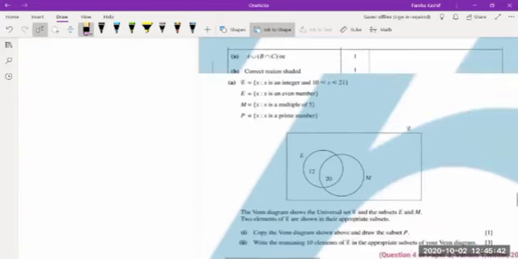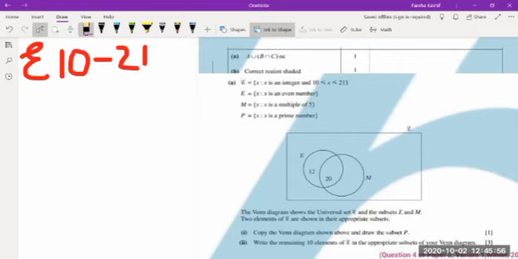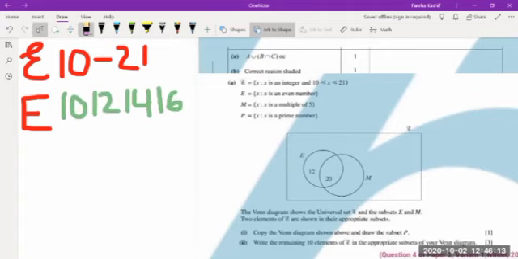The universal set is such that X is an integer from 10 till 21, so the whole set becomes any value from 10 to 21: 10, 11, 12, 13, 14, 15, 16, 17, 18, 19, 20, 21. Then set E says that X is an even number. So what are the even numbers that become part of set E? 10, 12, 14, 16, 18, and 20 are part of set E.